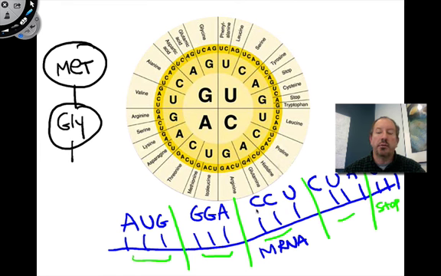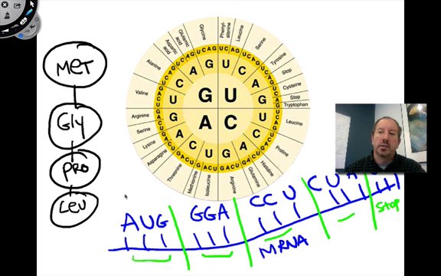And the third one, CCU. Oh, it's proline. Notice how CC anything over here is proline, because remember the genetic code was 64, so we overshot the 20 amino acids. But I'll come back to that point. So CCU is proline. How about CUA? CU, and then A is leucine. Leu. And then finally UAA.